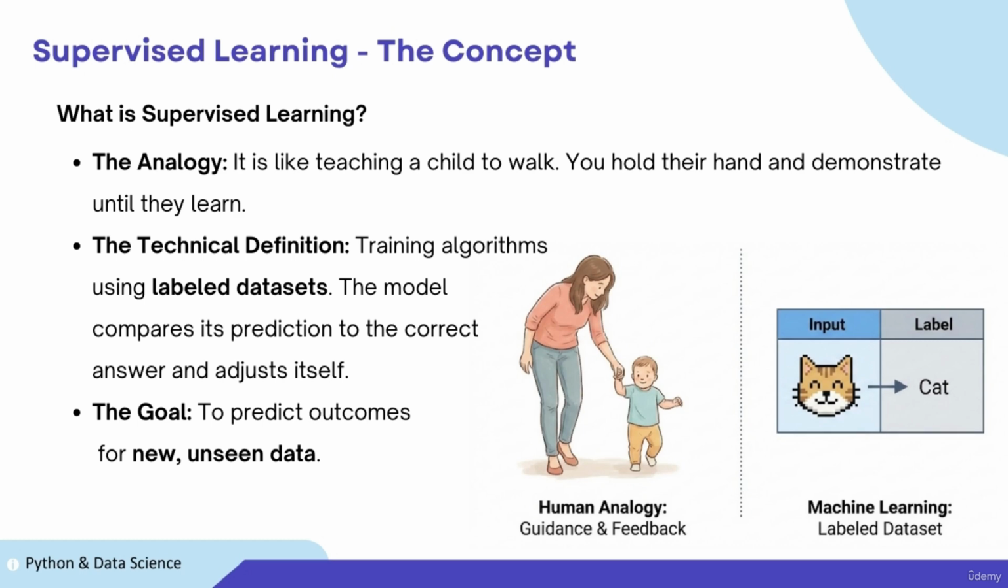Look at the diagram on the right. We have an input, the data, and a label, the correct answer, in this case, cat. The model makes a prediction, compares it to that correct label, and adjusts itself to reduce the error. The ultimate goal is to take this trained model and predict outcomes for new, unseen data that doesn't have a label yet.